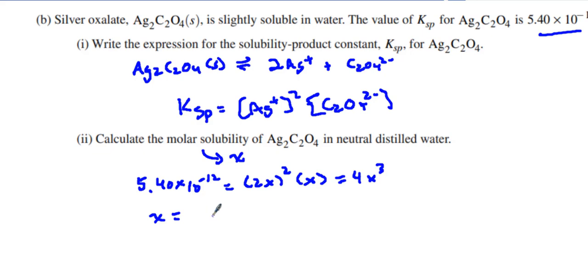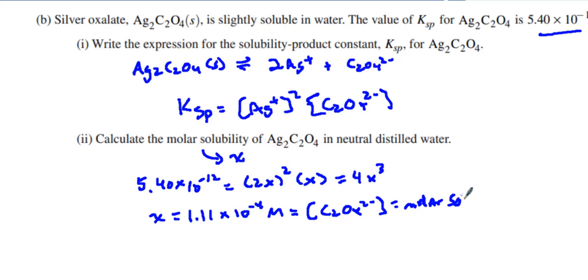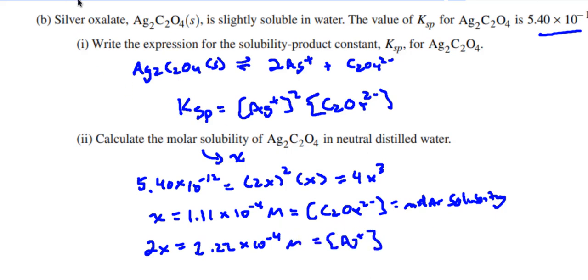And x ends up being, when we do all of our mathematics on our calculator, 1.11 times 10 to the -4 molar. And that's what x is. Now, what is x? That is the concentration of C2O4 2-. It's also called my molar solubility. That's how much can be dissolved in solution in distilled water. We could find our 2x, which is going to be double, 2.22 times 10 to the -4 molar. And that is the concentration of silver ions at equilibrium. And so we can find x, we can find 2x, we can find the molar solubility. They were looking for the molar solubility here.